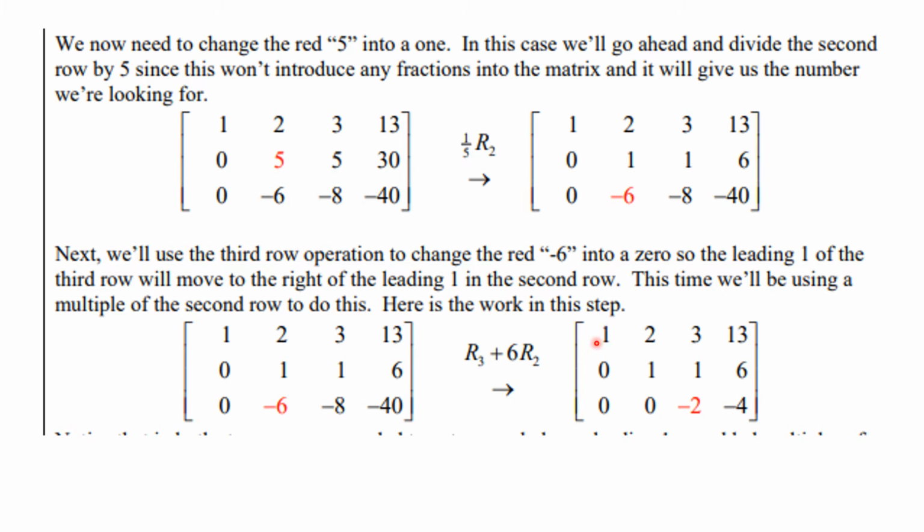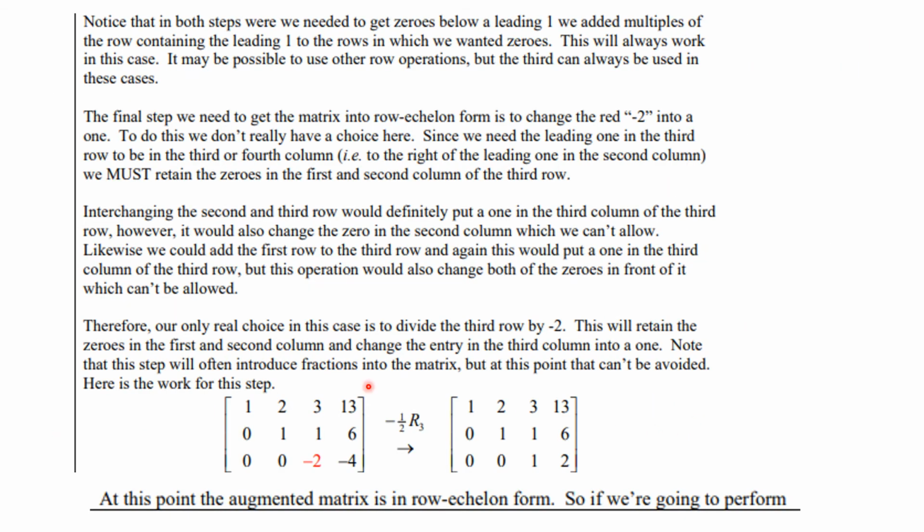So now you see we've got the 1 and zeros. Now we have to focus on the -2. In this case, what we're really going to have to do is just multiply all the way through row 3 by -1/2, and that gives us these 1s, and now this is in row echelon form. And we can solve it once we're in this form.